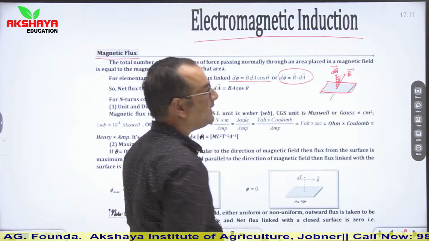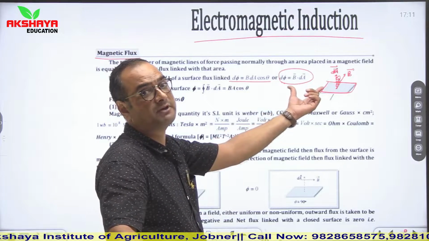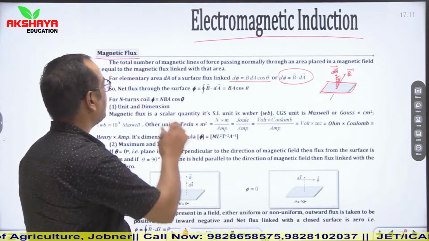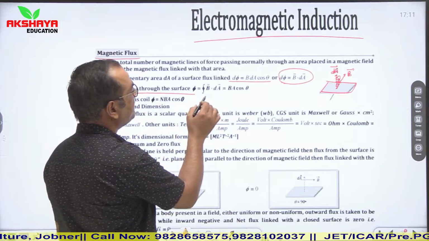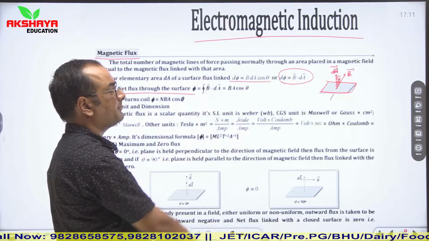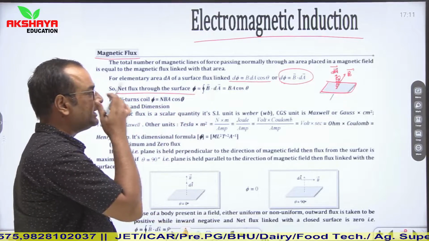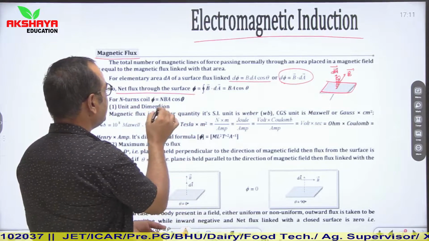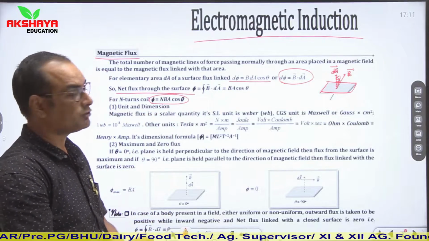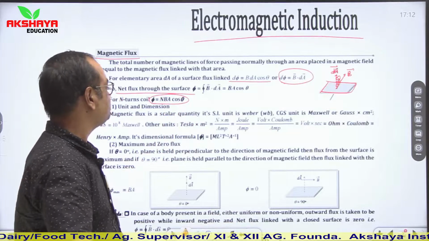If we consider a smaller area, then a lesser number of magnetic field lines will pass through it normally. So d phi is equal to B dot dA. To calculate the net flux through the surface, we use integration. So phi is equal to the integral of B dot dA. This is the general concept of magnetic flux. If there are N number of turns, then phi is equal to NBA cos theta, where theta is the angle between magnetic field and area vector.